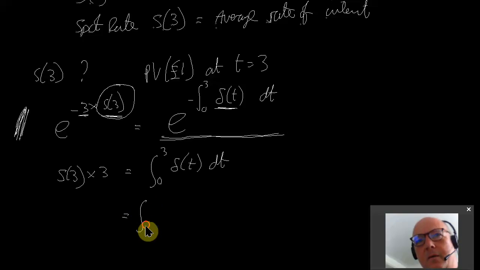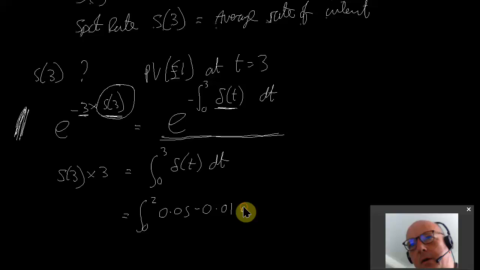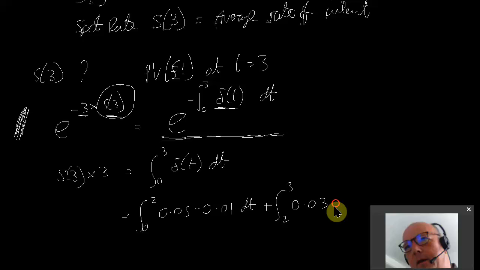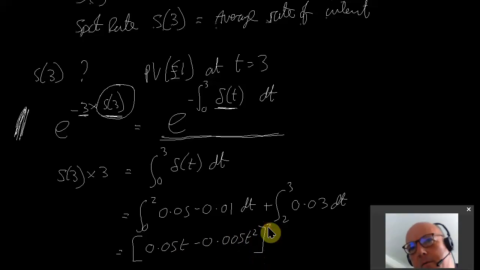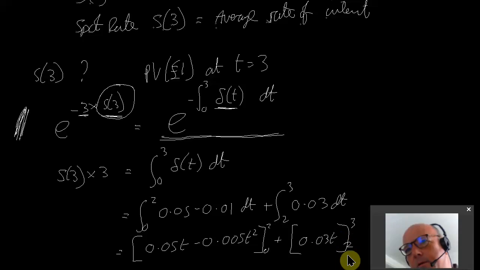That's going to be the integral from 0 to 2 of 0.05 minus 0.01 dt plus the integral from 2 to 3 of 0.03 dt, which is equal to 0.05t minus 0.005t squared between 2 and 0 plus 0.03t between 3 and 2, etc, etc. Don't need to do the whole calculation.